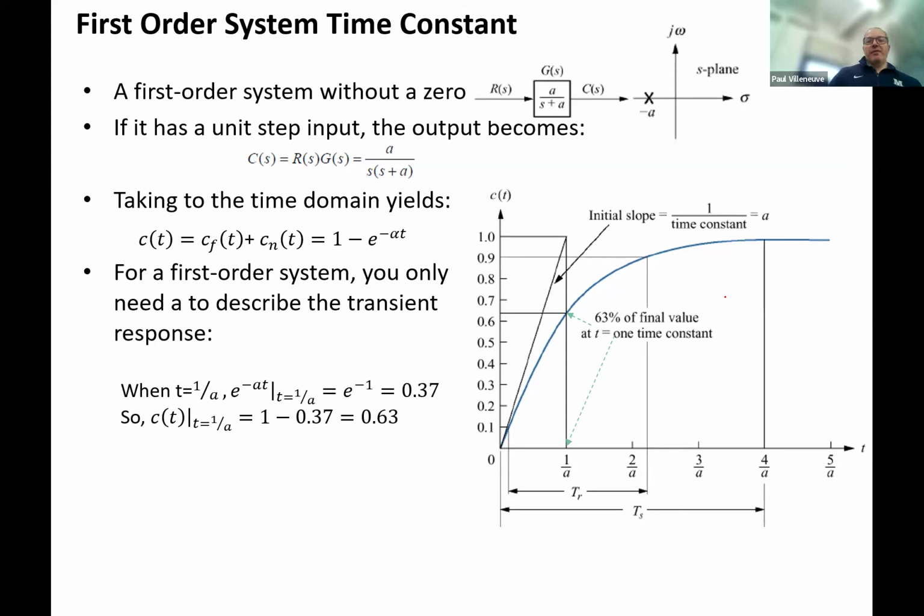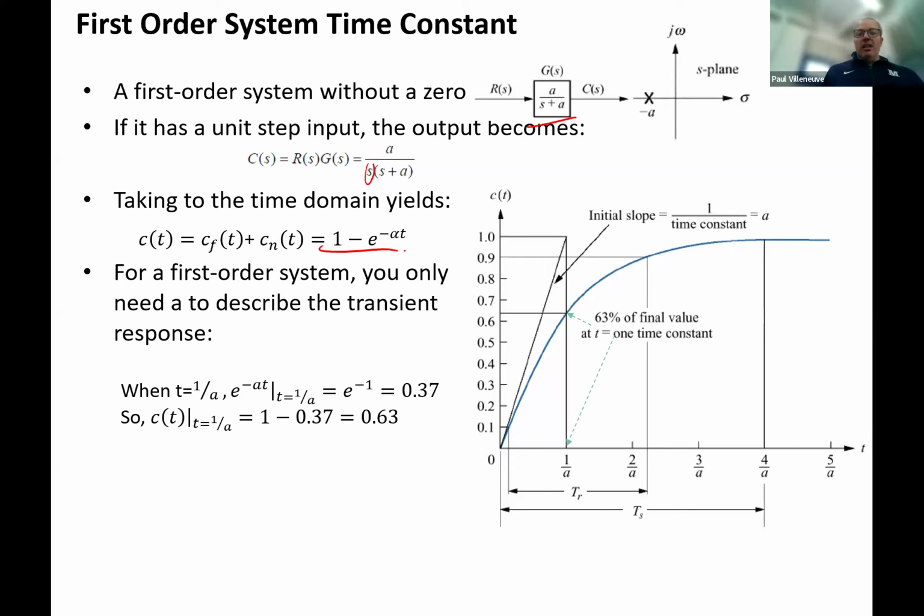So our transfer function has a form of this. It doesn't matter what the numerator is. We're really focused on the denominator. And if we hit it with a unit step, meaning it gives our S over here, we end up with an expression that looks like this: 1 minus e to the minus alpha t.